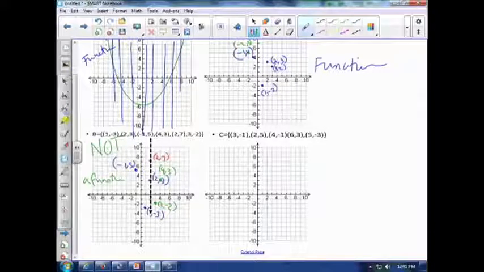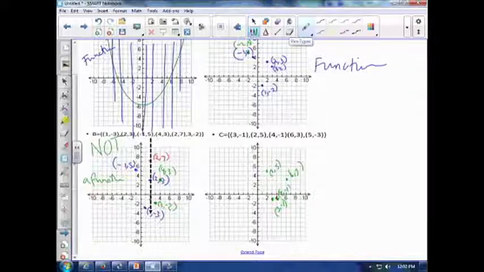Okay, and so let's do the last one here. Plot those points. 3 and negative 1. There's 3 and negative 1 right there. 2 and 5. There's 2 and 5. 4 and negative 1 is right here. Notice that those 2 points are on the same horizontal line, but that's fine. 6 and 3 is right here. And 5 and negative 3.